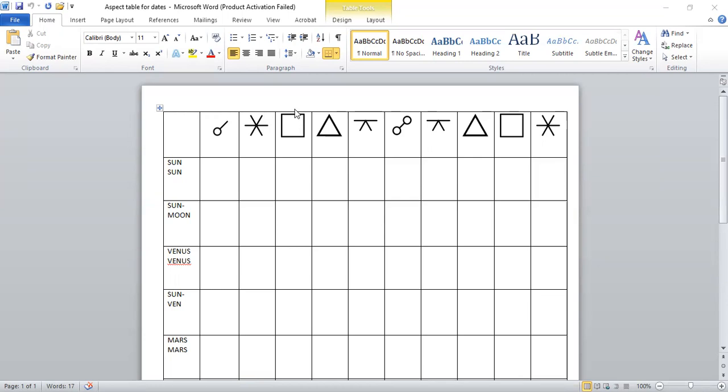Three months later is 90, that's just your square. Four months would be the trine. Five months is the 150 degree. Six months is the opposition, half of 360, right? So it's the opposite. Now you start coming back around, right?